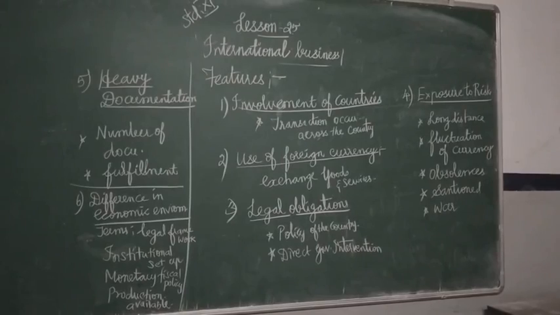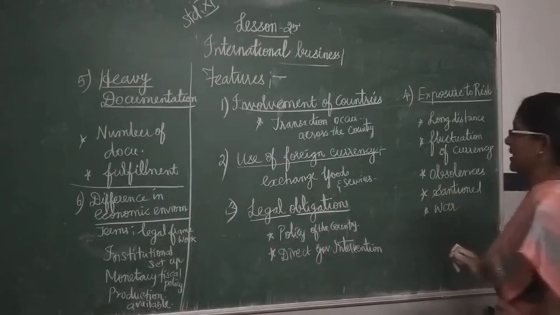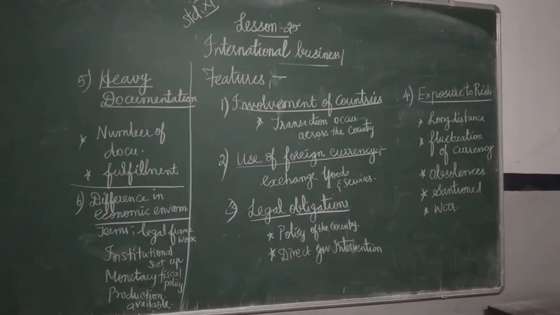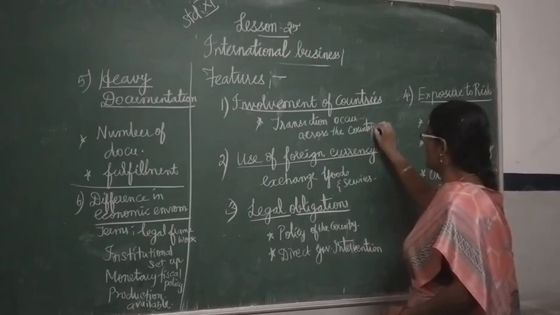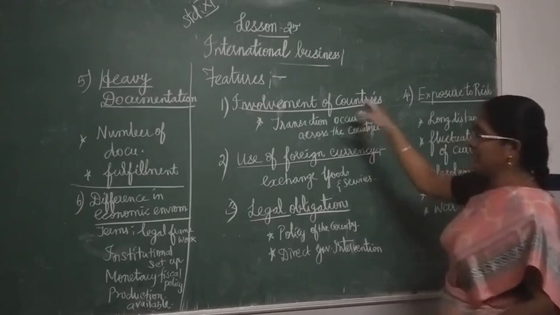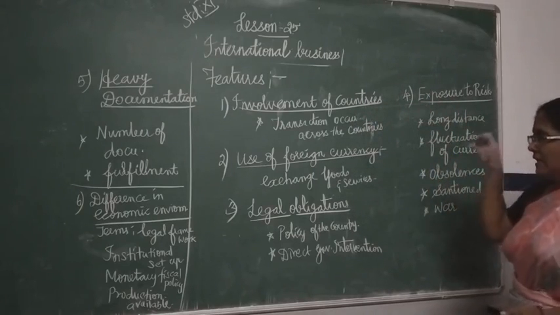Let us move on to the features. What are all the features? Let us discuss one by one. The first one is involvement of countries, that is, international countries. Business can take place only when a transaction occurs across different countries. All the countries must be involved in the business; only then is it possible to do international business.